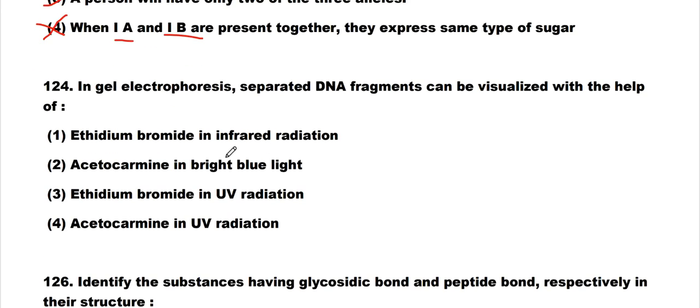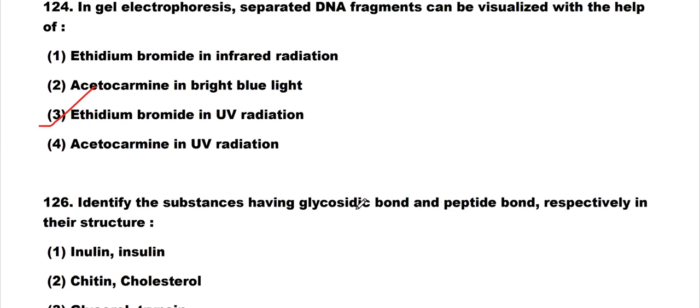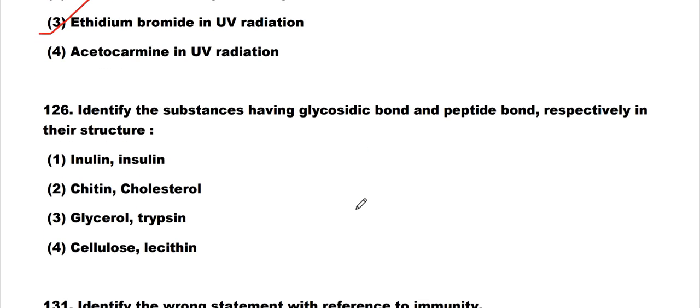Next, question number 124. In gel electrophoresis, separated DNA fragments can be visualized with the help of ethidium bromide in UV radiation. This is a direct question. Just by seeing the question, you'll get the answer.